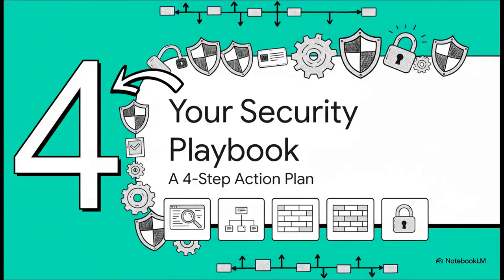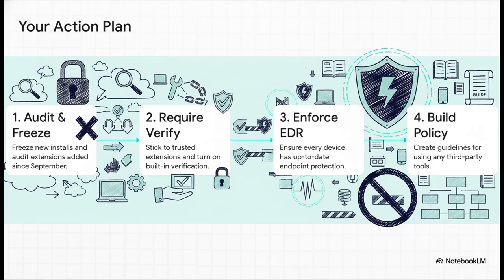Okay, so knowing how to spot the fakes is a great first step, but it's not enough. We need a concrete plan of action. So let's lay out a clear 4-step security playbook that you can put into practice right away to lock down your development environment. All right, let's walk through this. Your non-negotiable action plan. Step 1 is audit and freeze. That means right now, today, you hit pause on all new extension installs. Then you audit everything that's been installed since September, when this threat resurfaced. You have to know what's on your network.